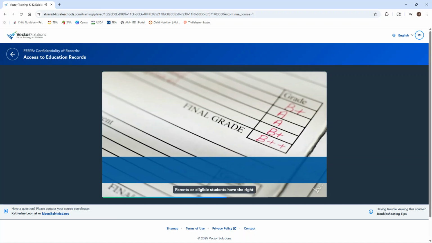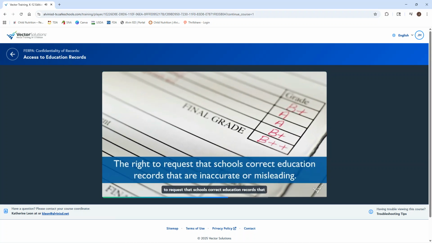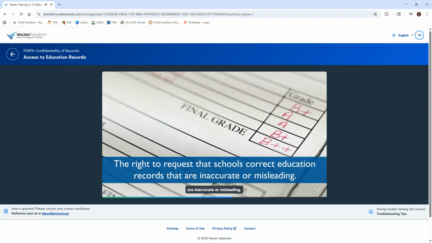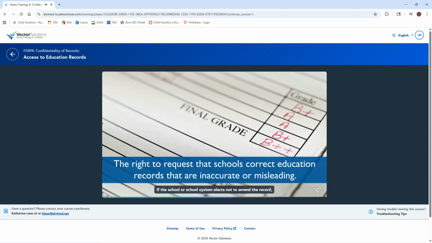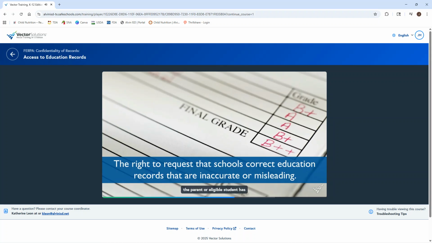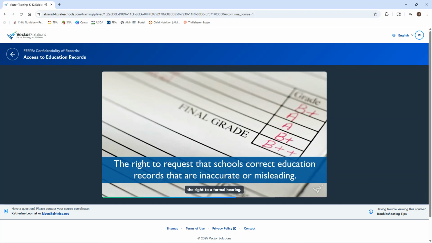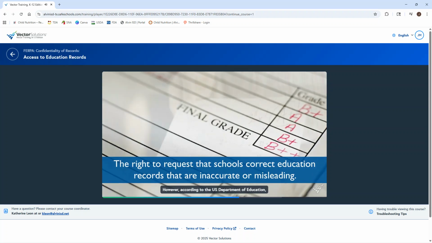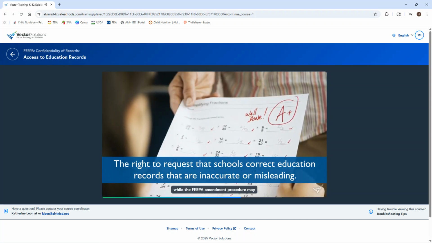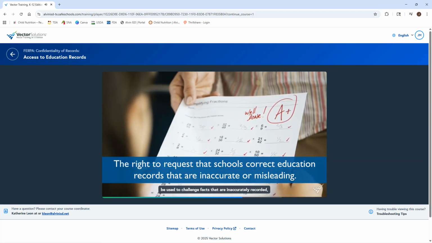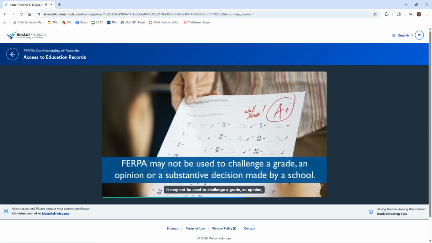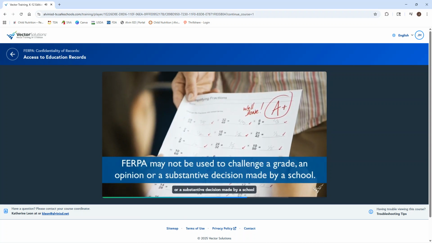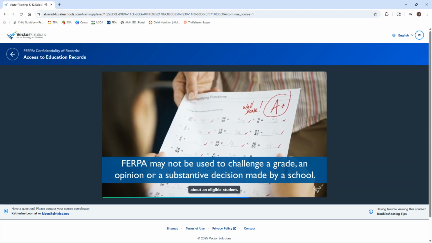Parents or eligible students have the right to request that schools correct education records that are inaccurate or misleading. If the school or school system elects not to amend the record, the parent or eligible student has the right to a formal hearing. However, according to the U.S. Department of Education, while the FERPA amendment procedure may be used to challenge facts that are inaccurately recorded, it may not be used to challenge a grade, an opinion, or a substantive decision made by a school about an eligible student.